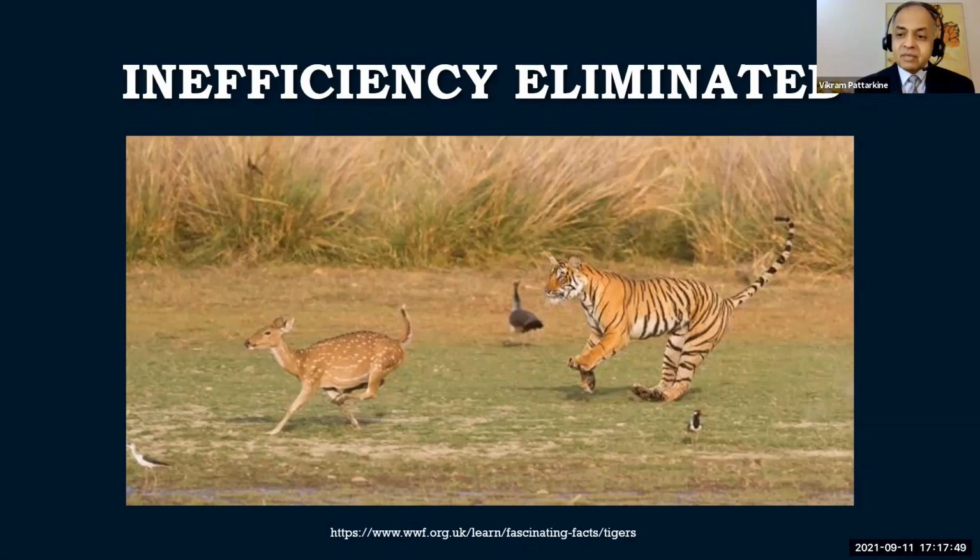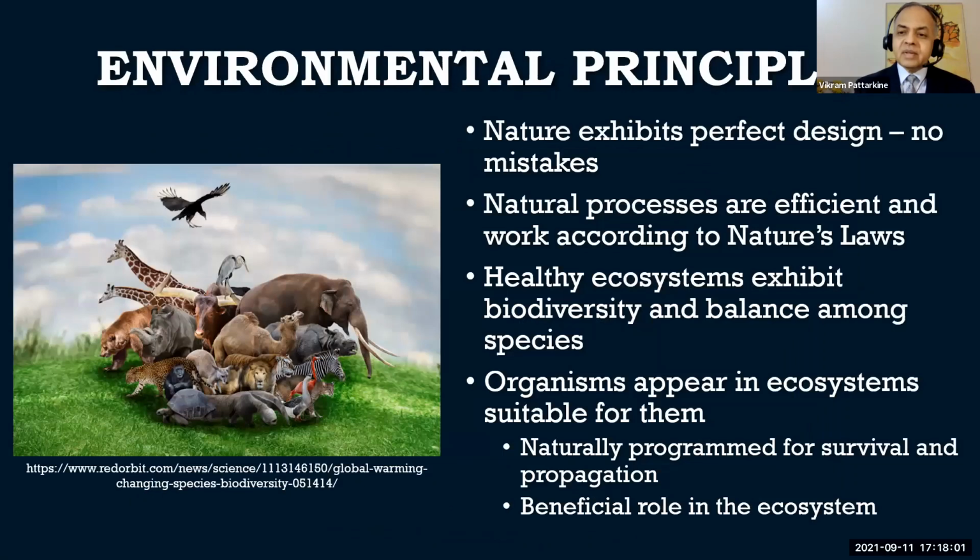That's how survival of the fittest happens. And then the propagation happens through the fittest organisms, not the unfit organisms. That's how nature progresses. That's how evolution takes place. So these are some fundamental environmental principles I have learned during my career as an environmental scientist and engineer.